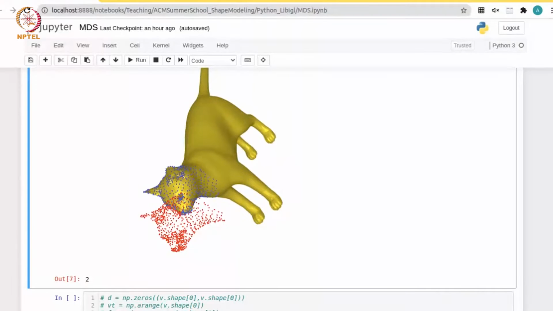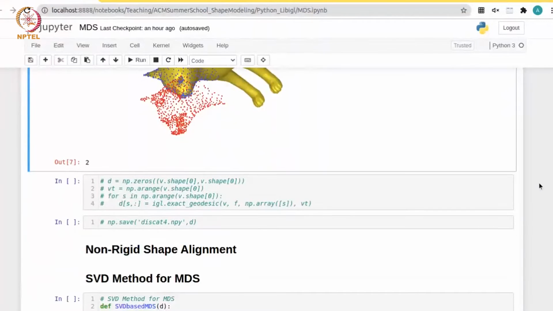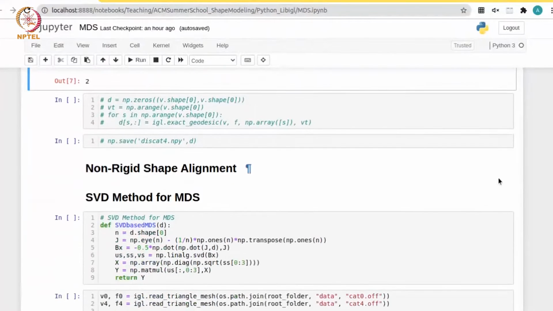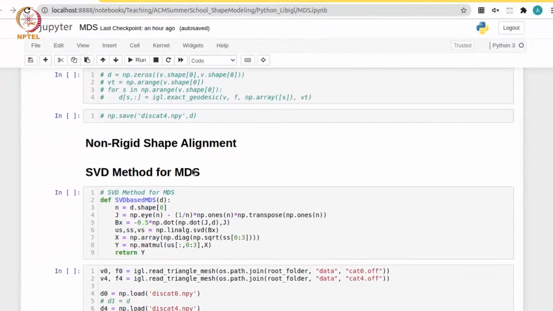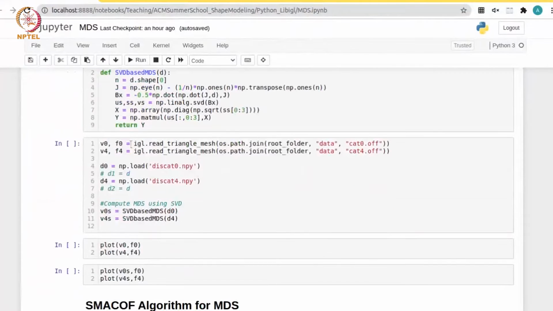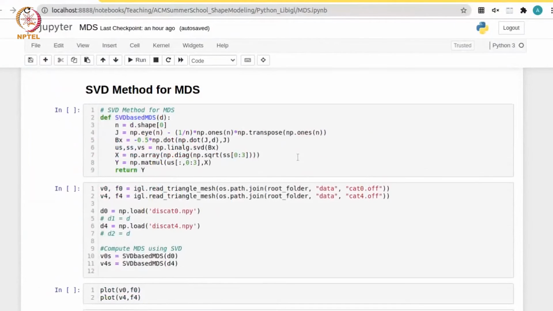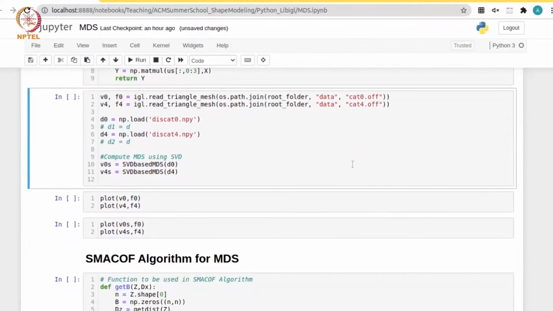Right, so this is again similar to the example shown in these slides. Let's go ahead. So this was rigid. Next is non-rigid shape alignment. The first method we saw in the morning session is this SVD-based method. Again, this is something you're supposed to fill in. I'm not going to discuss this. It's just 4-5 lines you can see. And then again, let's run.